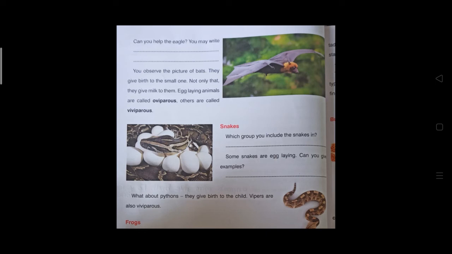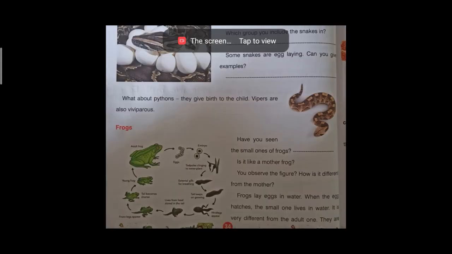Below that there is other information given. 2 snakes give birth to the young, python and viper. So these are the 2 snakes which give birth to young ones. The next information is about the frog. Have you seen the small ones of a frog? If you have seen, you can write yes. If you didn't see, you can write no.